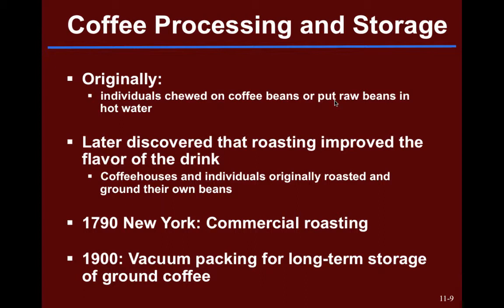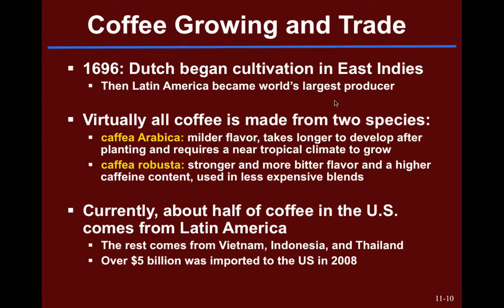And this is around the same time, of course, that we saw that period of industrialization affecting the processing and distribution of many drugs, as well as coffee. In terms of coffee growing and trade, trade and cultural influences, we saw the beginnings of this in 1696. This is when the Dutch began cultivation in the East Indies, and that is when Latin America became the largest source of coffee. You kind of associate coffee with that part of the world now, but that was actually developed in 1696 for the purposes of trade.